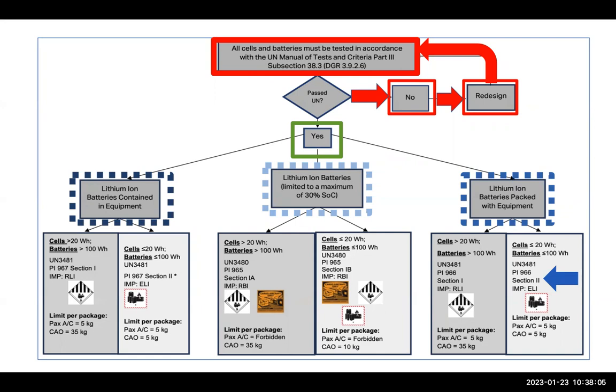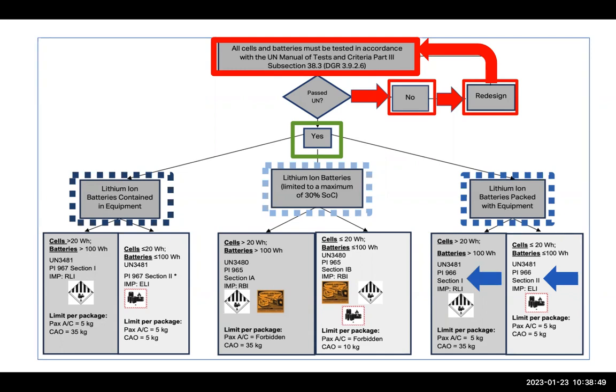So if your lithium-ion batteries packed with equipment is either 5 kilograms or below, then you're going to prepare it to meet the requirements for shipping on a passenger aircraft. However, if your net weight has exceeded 5 kilograms, then you prepare your shipment to meet the requirements for cargo aircraft only. So when shipping as section 2, remember to put the lithium battery mark, and on the lithium battery mark, don't forget to indicate the UN number.